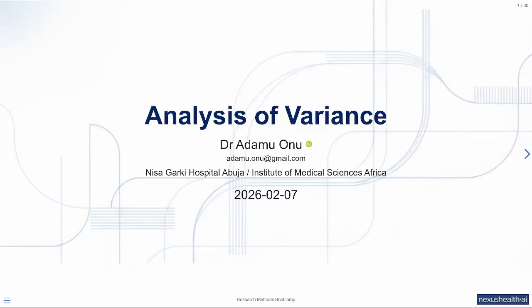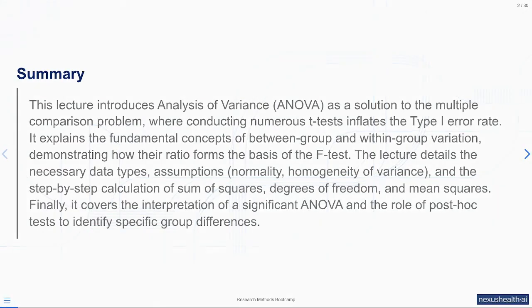We continue our consideration of how to analyze continuous variables by looking at analysis of variance. In this lecture, we shall introduce analysis of variance, otherwise known as ANOVA, as a solution to the multiple comparison problem, where conducting numerous t-tests inflates the type 1 error rate.